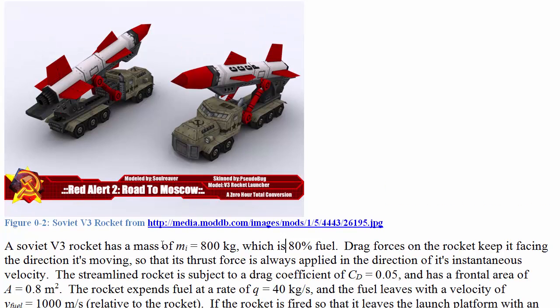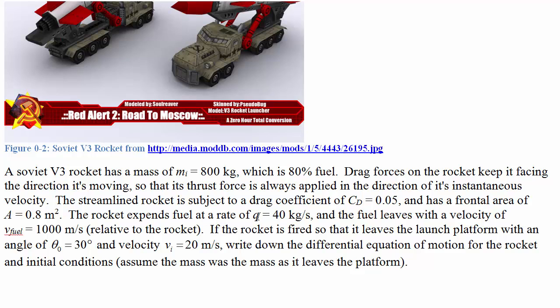So the V3 rocket has a mass of 800 kilograms, which is 80% fuel. Drag forces on the rocket keep it facing the direction it's moving so that its thrust force is always applied in the direction of its instantaneous velocity. Imagine the rocket's firing, and whichever way it's going, the thrust force is in that direction. The rocket expends fuel at this pretty quick rate, and the fuel leaves with a velocity of 1,000 meters a second relative to the rocket. It's a pretty powerful rocket.